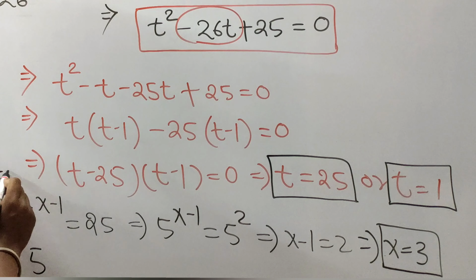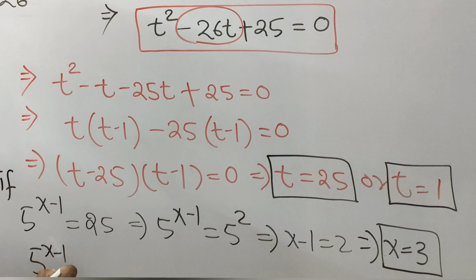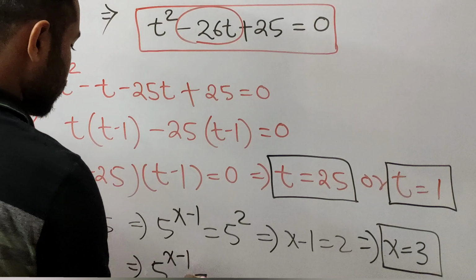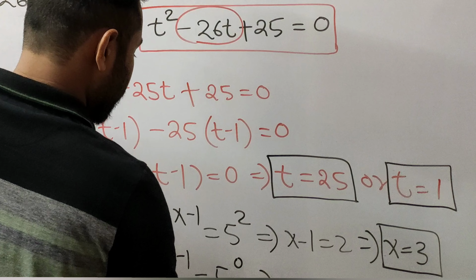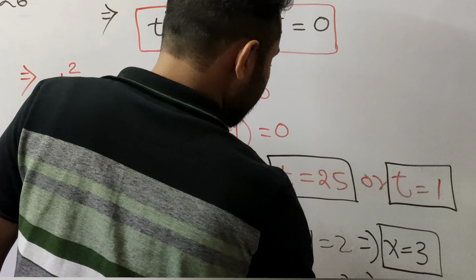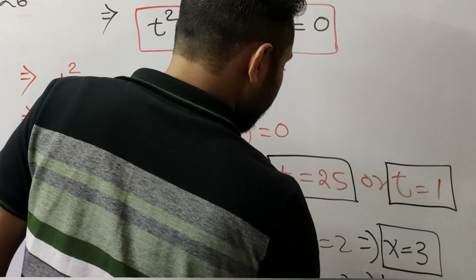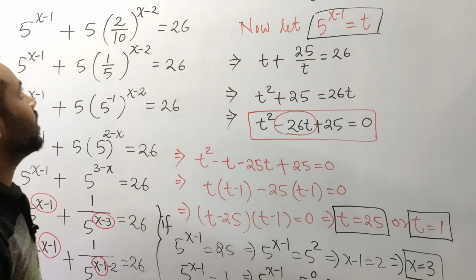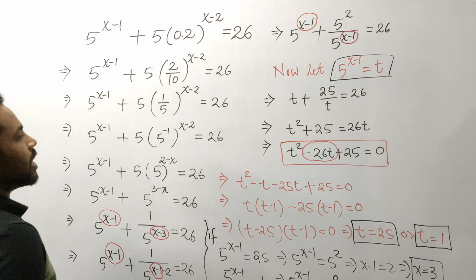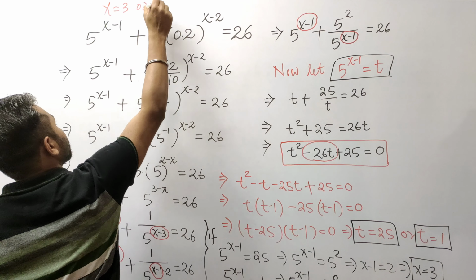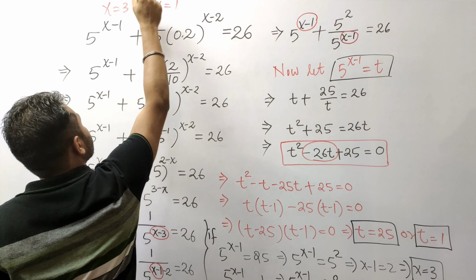Very simple rule. In the exactly same way, if 5 to the power x minus 1 is equals to 1, then 5 to the power x minus 1 is equals to 5 to the power 0. Therefore x minus 1 is equals to 0. Therefore x is equals to 1. So we got two values for x, either x is equals to 3 or x is equals to 1 here. So the answer is x is equals to 3 or x is equals to 1, which satisfies this equation.